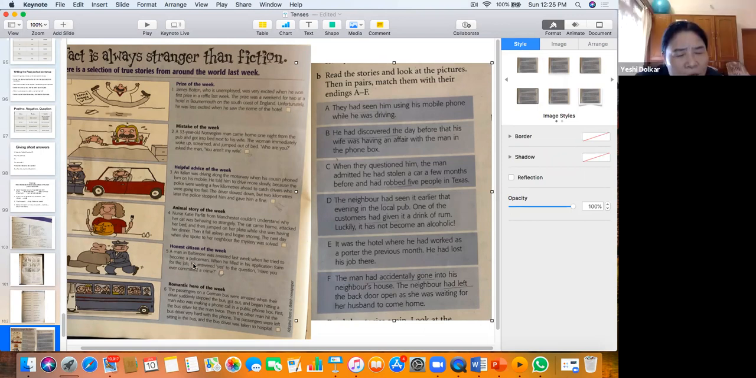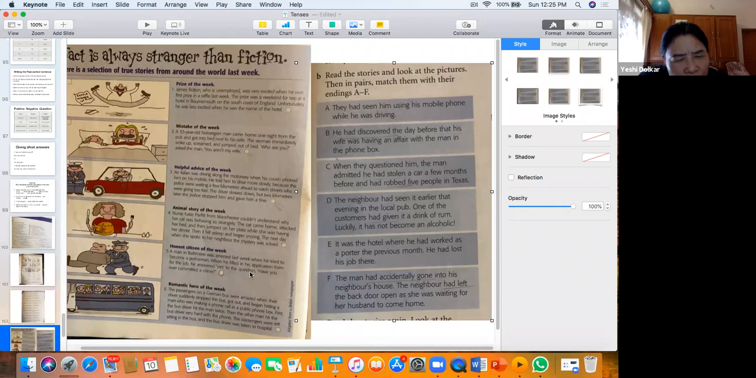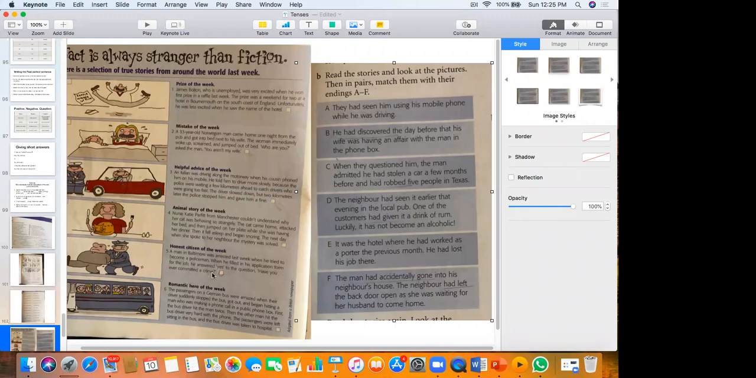Honest citizen of the week. A man in Baltimore was arrested last week when he tried to become a policeman. When he filled in his application form for the job, he answered yes to the question: Have you ever committed a crime?